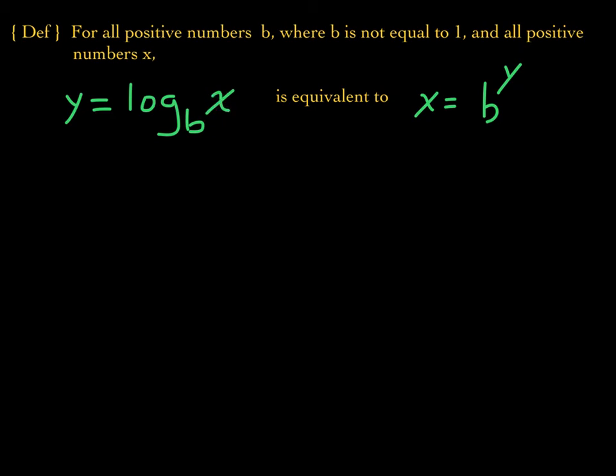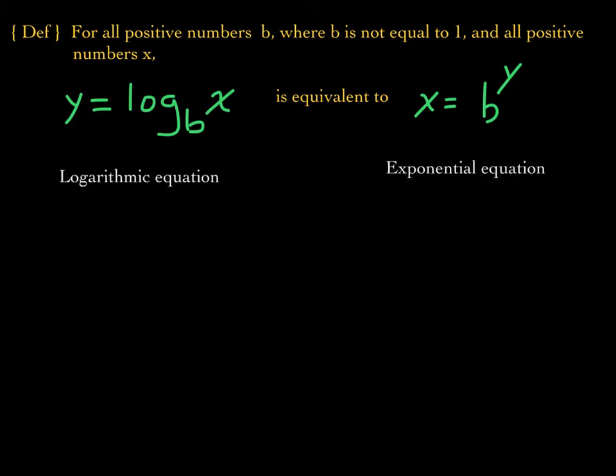Now here it is, y equals log base b of x is equivalent to, it means the same thing as x equals b to the power y. Okay, let me be very clear what's happening here. This left-hand side is logarithmic form. This is a logarithmic equation. And the right-hand side is an exponential equation. Any logarithmic equation can be rewritten as an exponential equation.